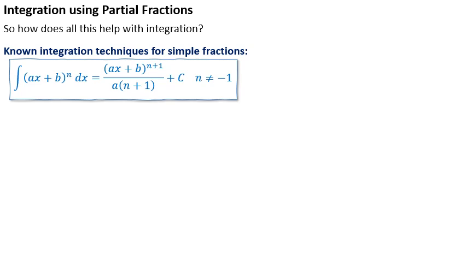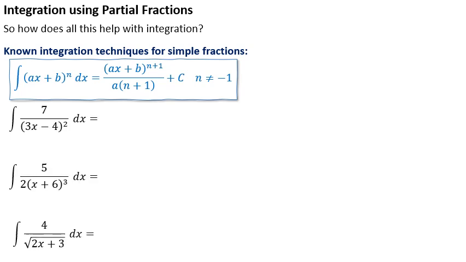Ax plus b to the power n. You might think of it as a method for dealing with the square of a linear term, or 7x minus 9 to the power 4. But also, we can deal with things like n equals minus 2. You've got a fraction with something squared on the bottom. Here's a few examples. Each of these is something which can be dealt with using the rule above.